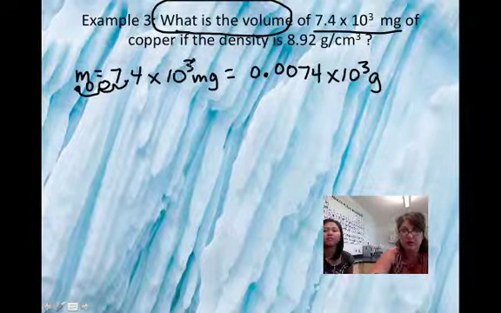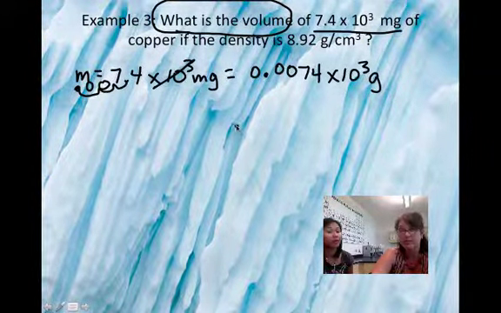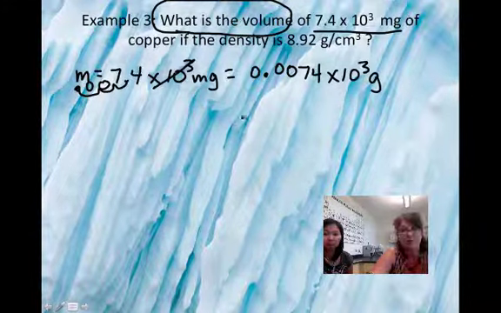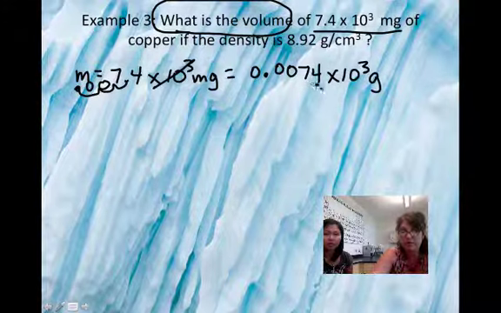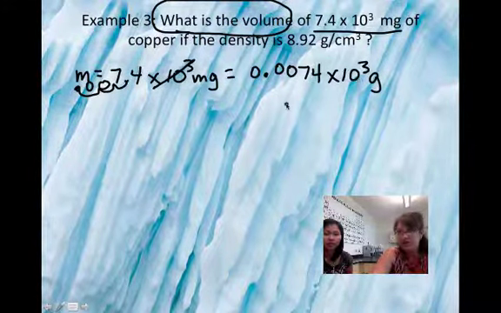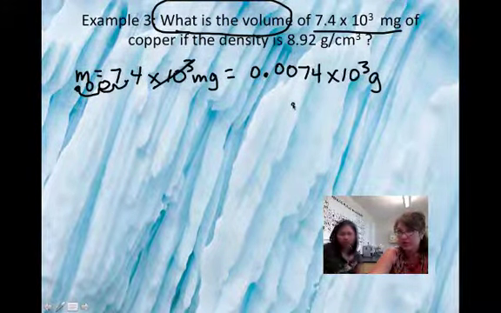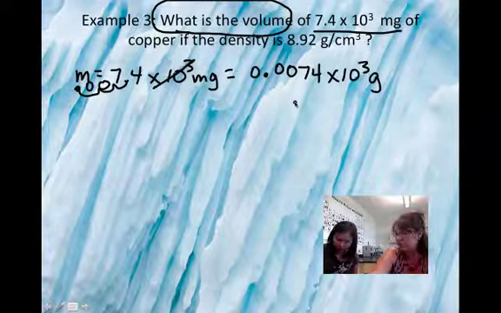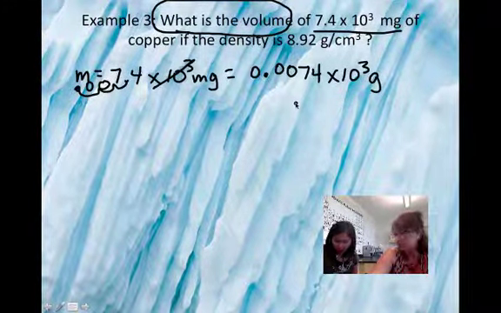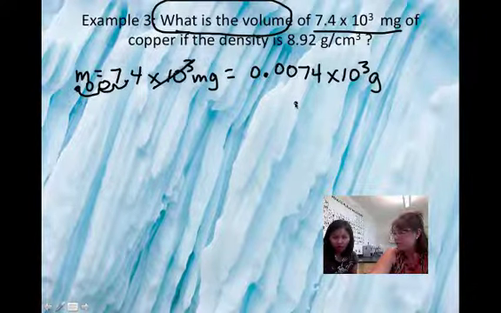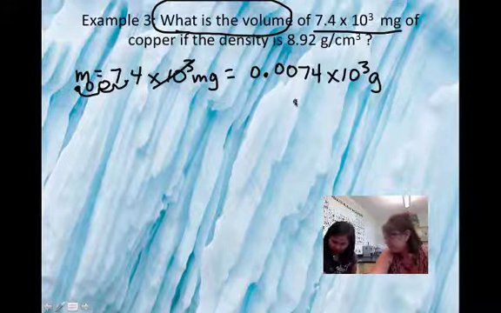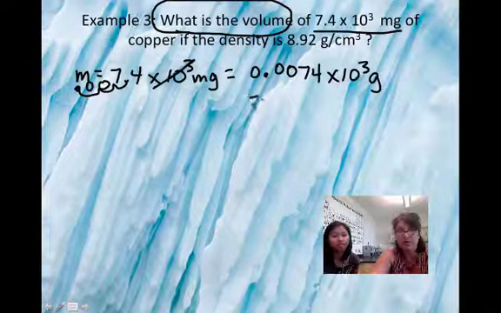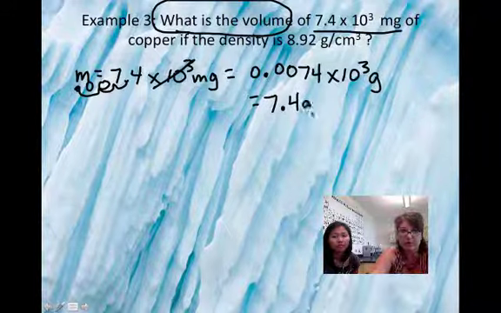We moved 3 times, so we could just get rid of that. But let's check this on your calculator just to be sure. Do 0.0074 times 1,000. 7.4. Yes, you're right. So 7.4 grams. That's our mass.